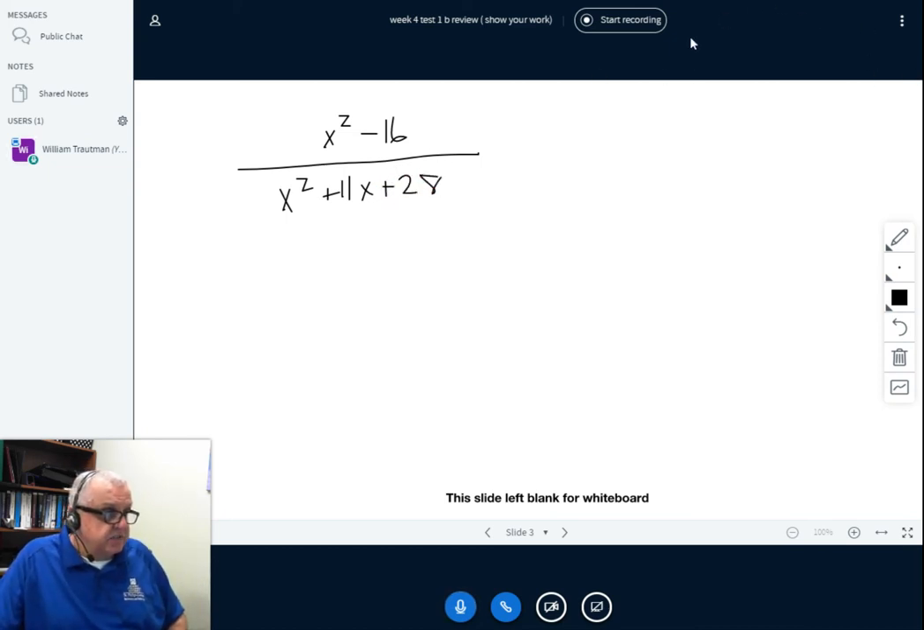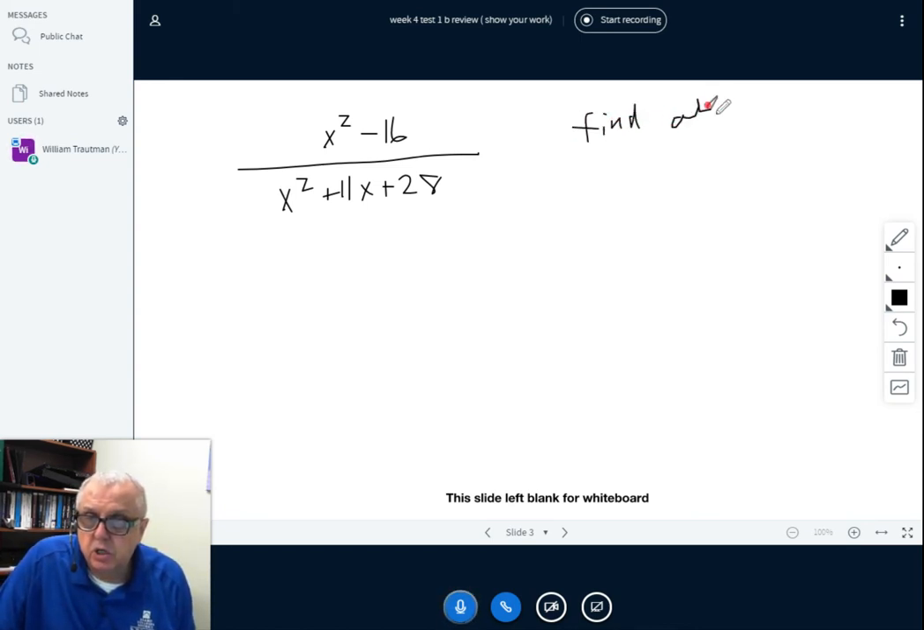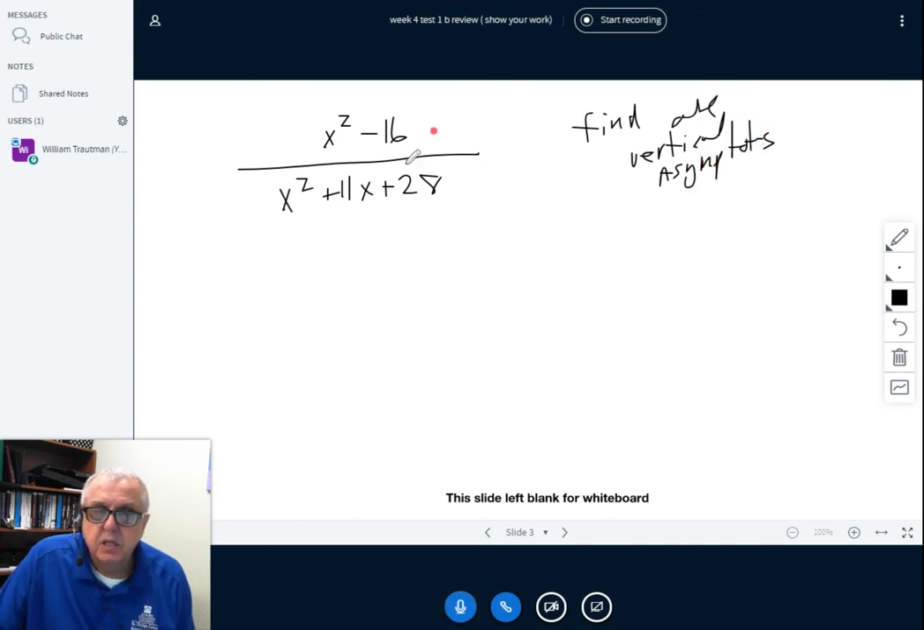Okay, it says find all vertical asymptotes, if any. So in order to do this, you have to factor and show me your factoring work.